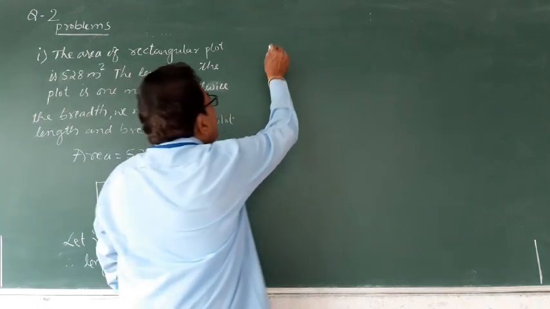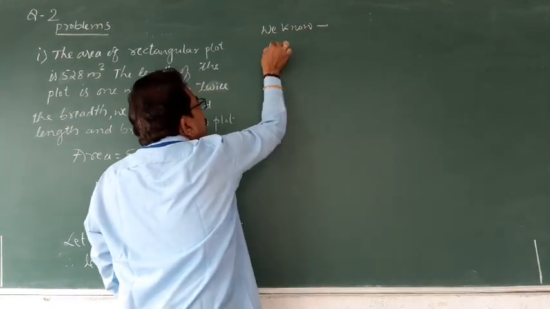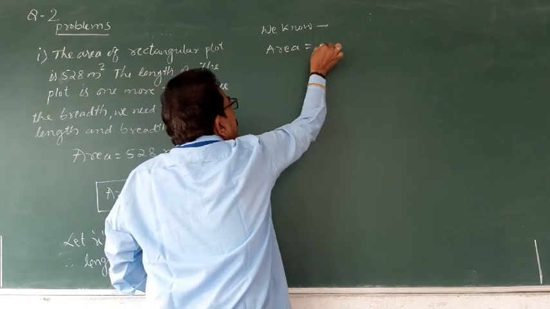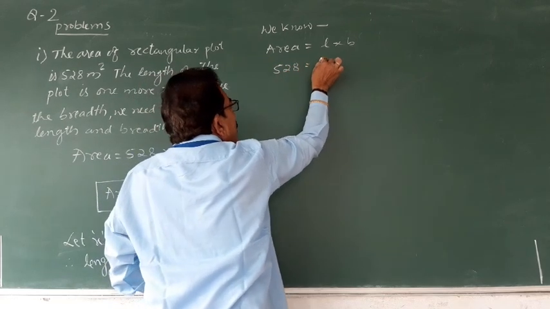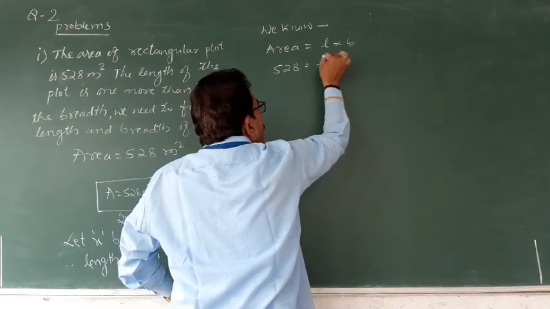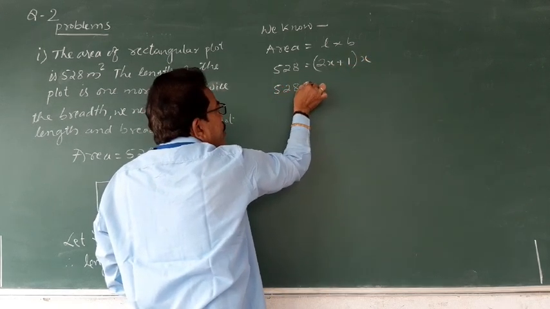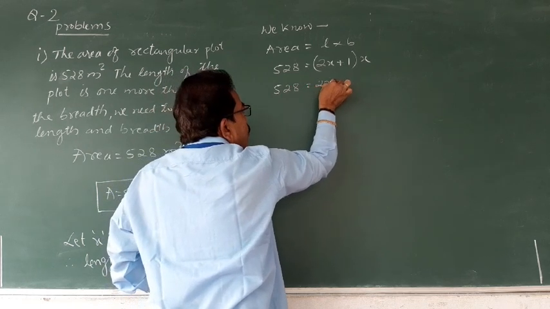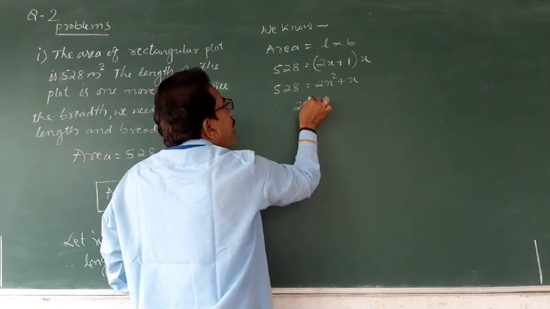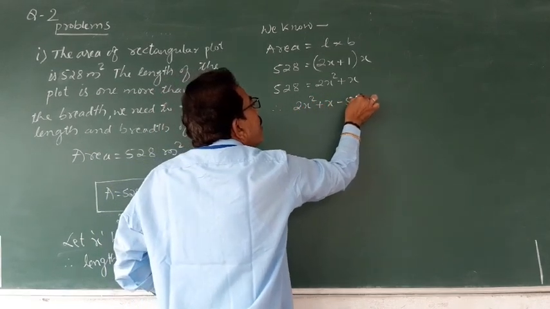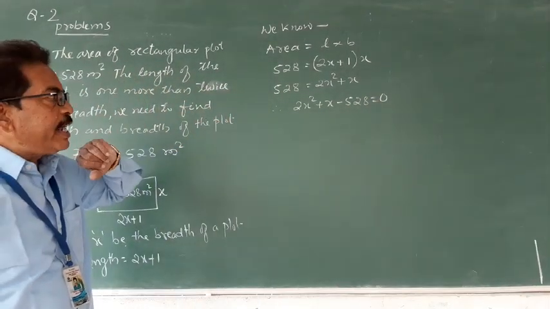We know the area of a rectangle equals length into breadth. That is, area 528 equals length 2x plus 1 into breadth x. So 528 equals 2x square plus x. Therefore 2x square plus x minus 528 equals 0 is the required quadratic equation.